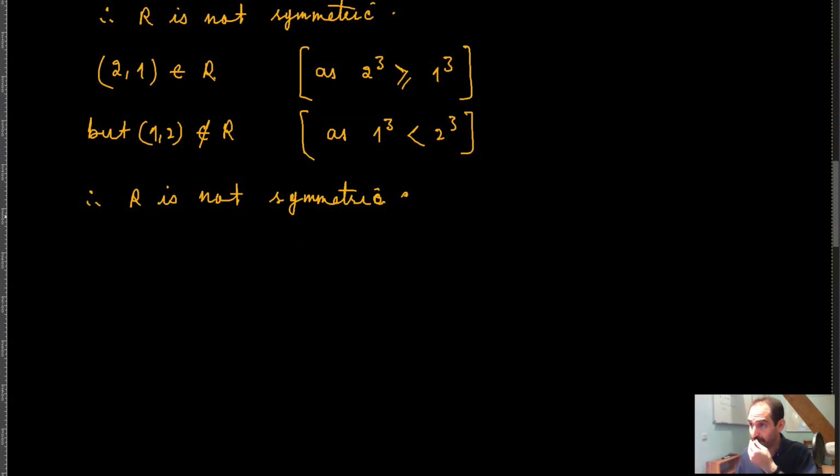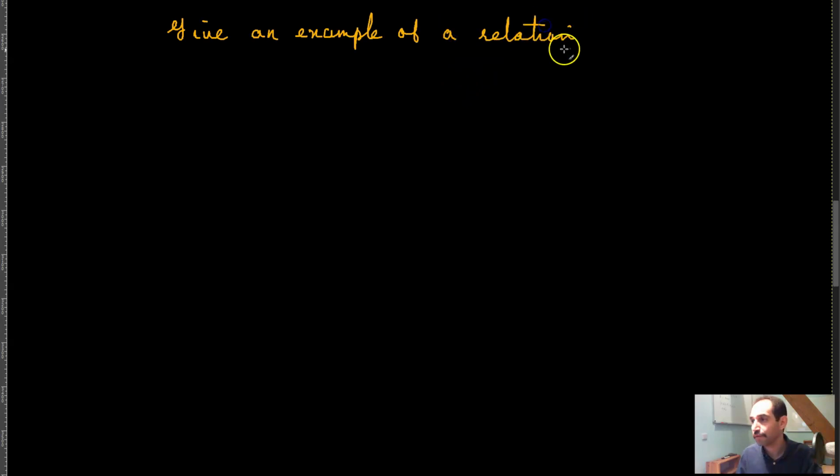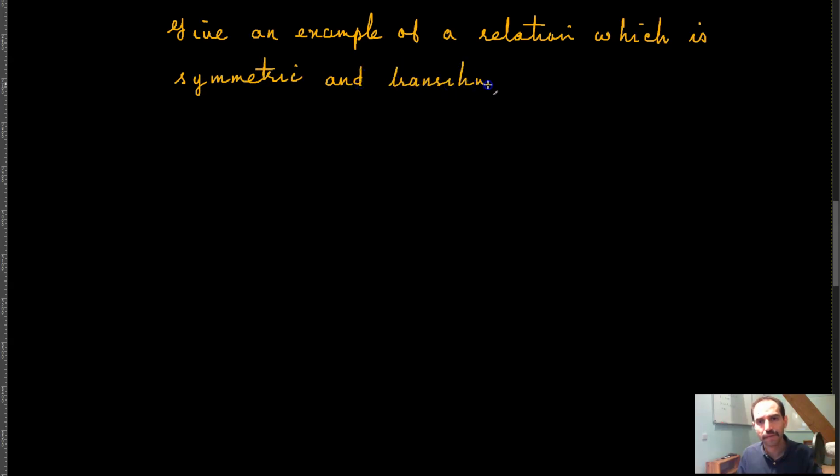So that was basically the fourth part of this question. And the fifth part of this question is that you want to give an example of a relation which is symmetric and transitive, but not reflexive. Let's see how we can do that.